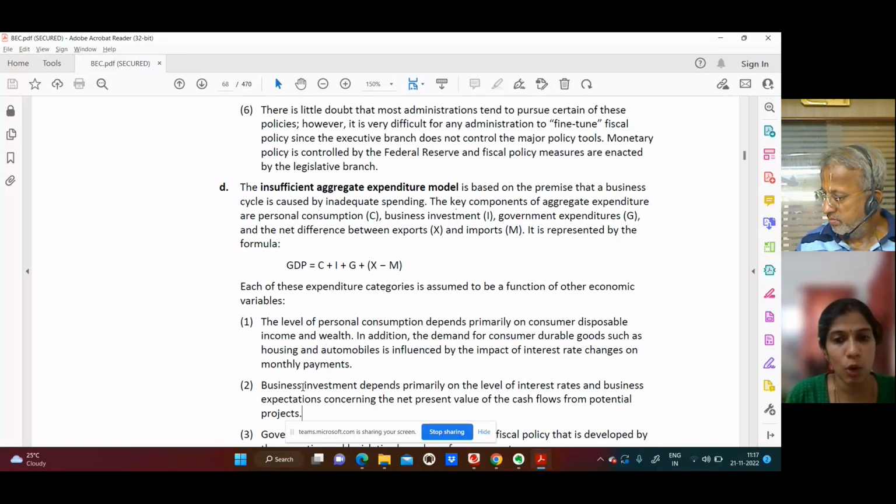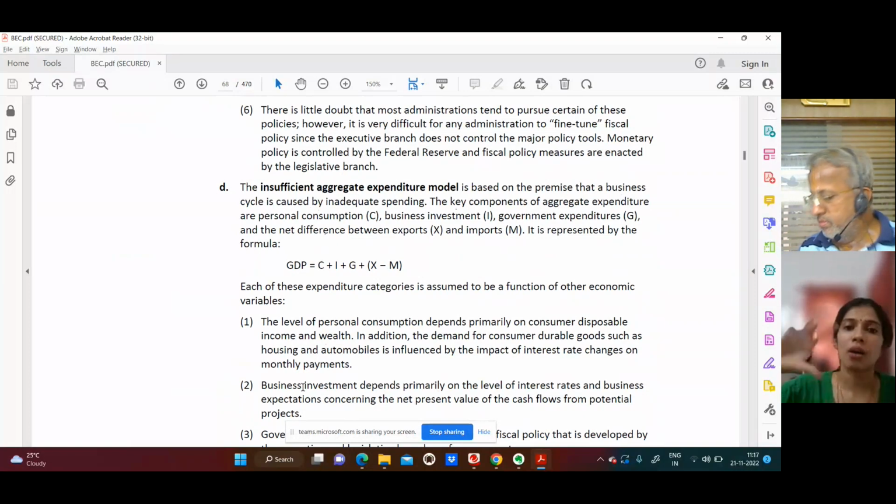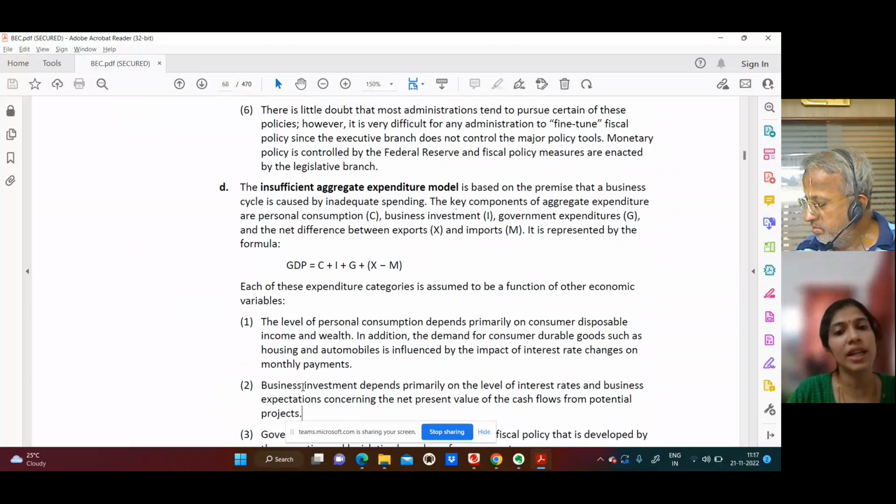Unlike the real business cycle model, it also brings in other variables like your consumer spending, your investment by business, your government spending, your imports minus exports, which means the exchange rate movements in the macro economy. All that actually creates the various phases of the business cycle.